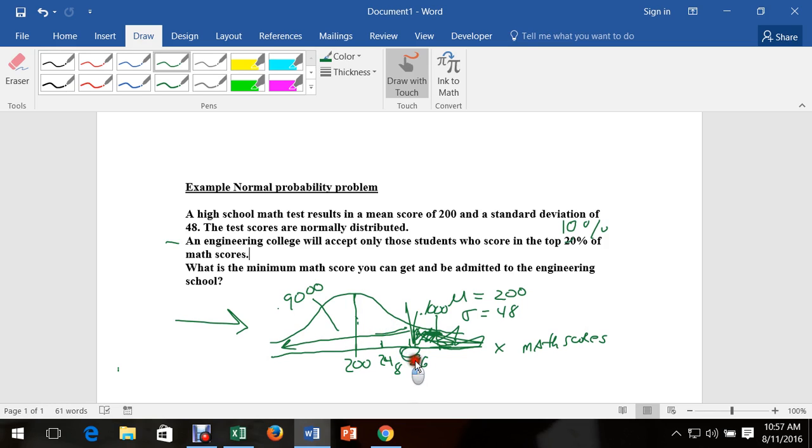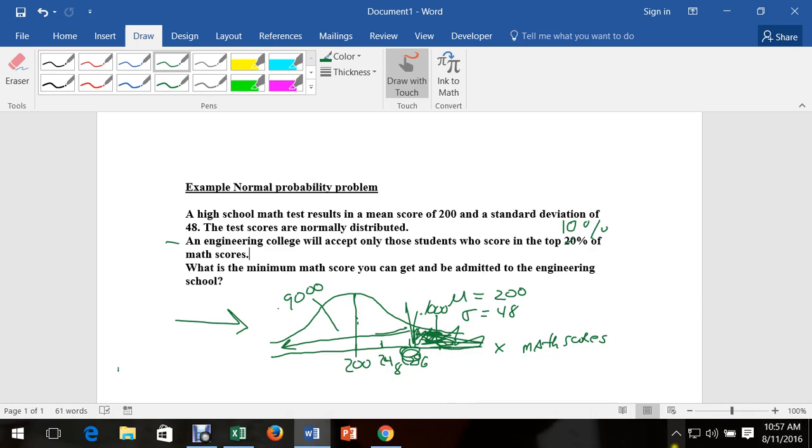See, we're trying to find this test score number. We don't know what it is. I just put that line somewhere. Had no idea where it was. But I do know that you have to be in this top 10% in order to be admitted. So the question is, what is the score that represents the top 10%?